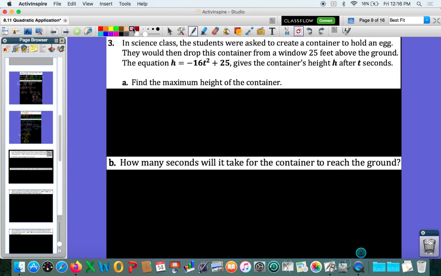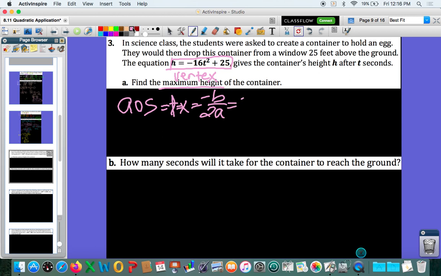I see they give me the equation with all the important information, and they haven't given me anything else extra. So find the maximum height of the container, again, vertex. This time, I'm just going to go straight to my axis of symmetry. You'll notice something interesting. My axis of symmetry is x, which is t, equal to negative b over 2a.